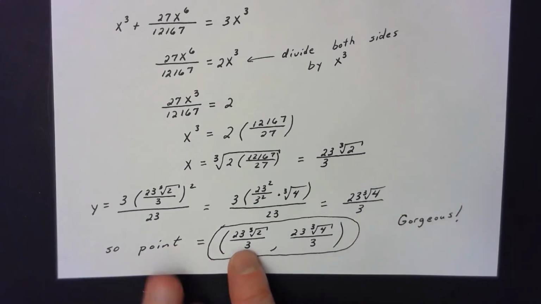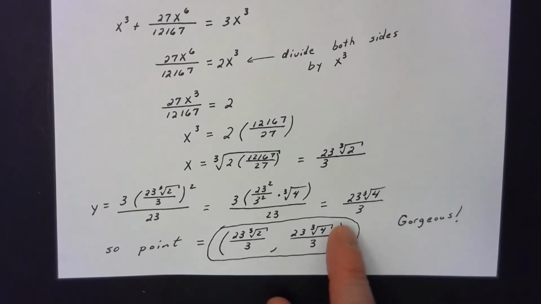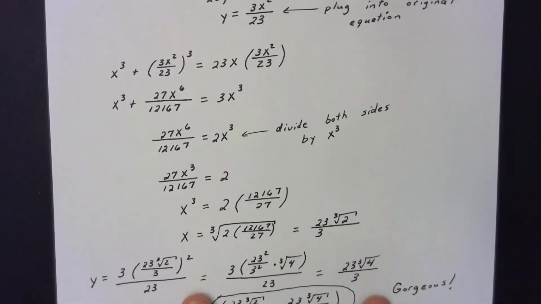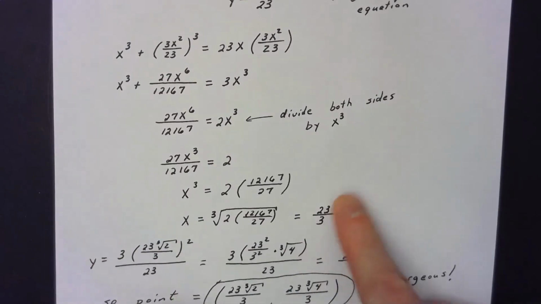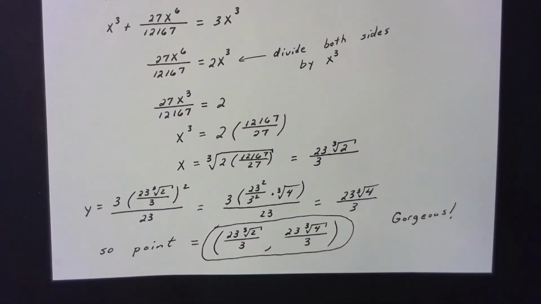So then we know the point at which the tangent line is horizontal is this ordered pair, the x value that we found in this step, and now the y value that we found right here, our x and our y for the 23 root of 2 over 3 and the 23 cube root of 4 over 3. And if you're thinking that that's a gorgeous problem, you're thinking like me.